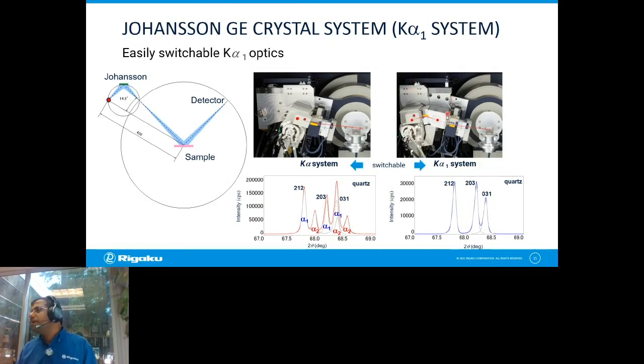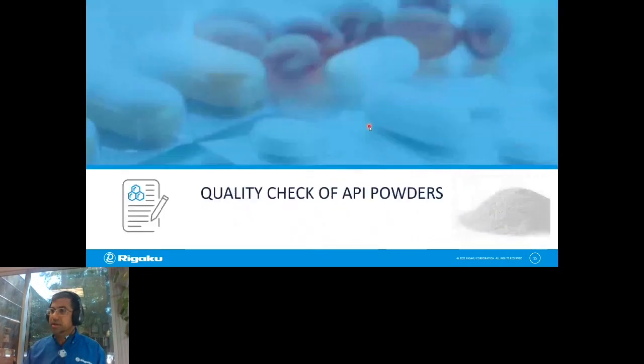One more thing I wanted to mention: the K alpha 1 geometry is easily switchable with just the removal of the monochromator. There is a rotating design where the X-ray generator part moves back, and you can put in the K alpha 1 optics. So, easily switchable Johansson geometry.